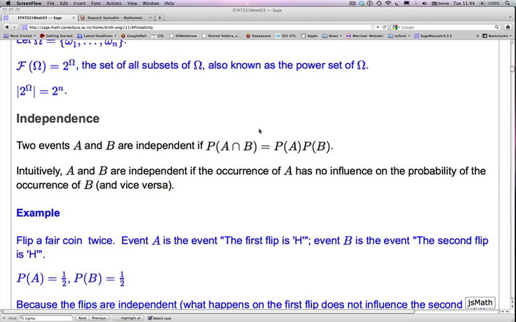Independence. We say two events, A and B, are independent if the probability of A intersection B is equal to the probability of A multiplied by the probability of B. So intuitively, A and B are independent if the occurrence of A has no influence on the probability of the occurrence of B and vice versa.